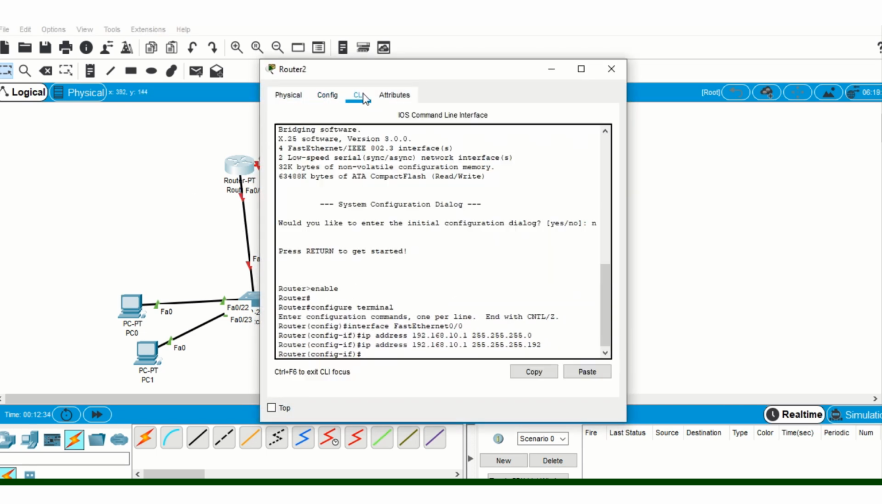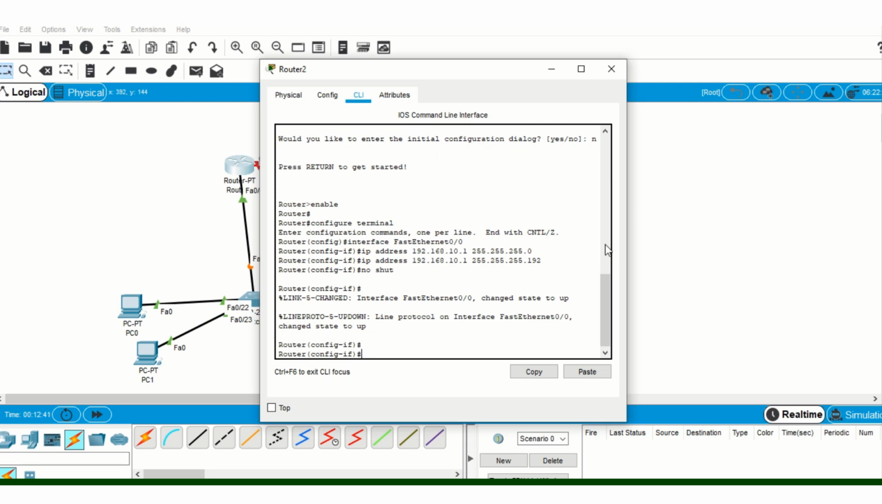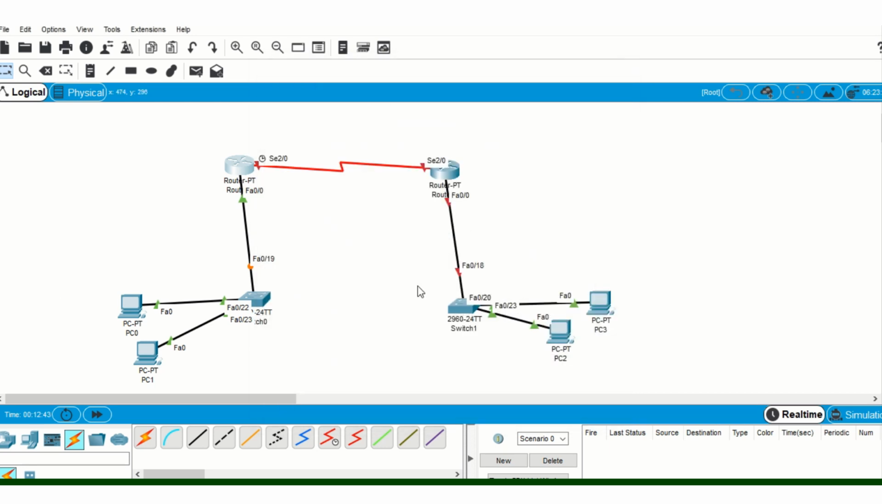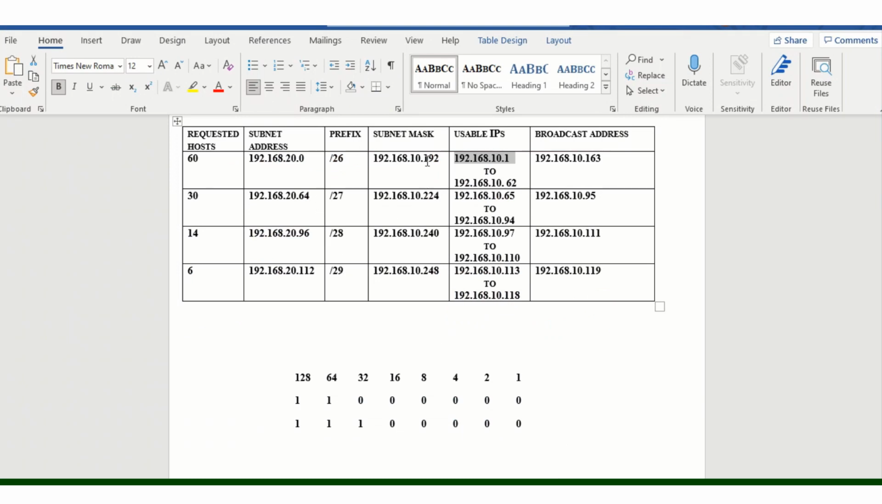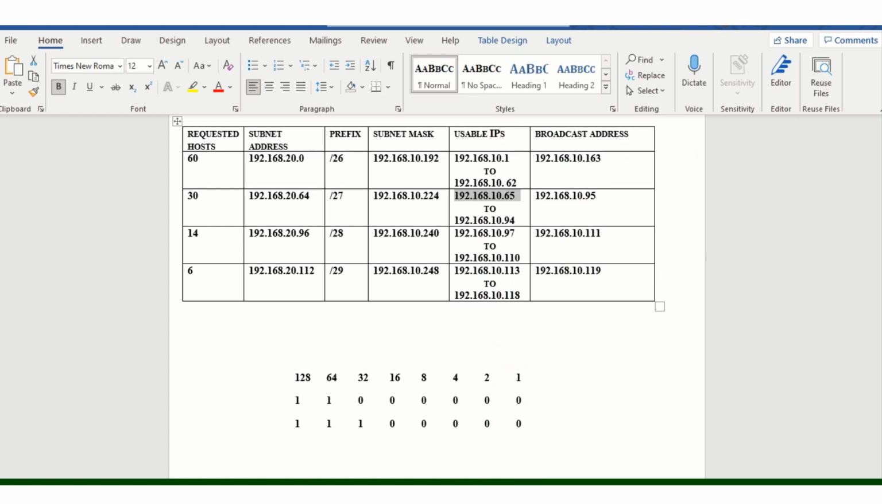The status is not up. You can write here no shut. So it is up now. Alright, now the second one. The second is with subnet mask 224 and the starting IP address is 192.1. So this will be the gateway address of this network. Copy.